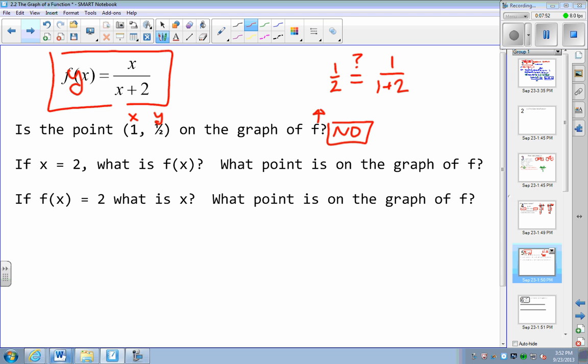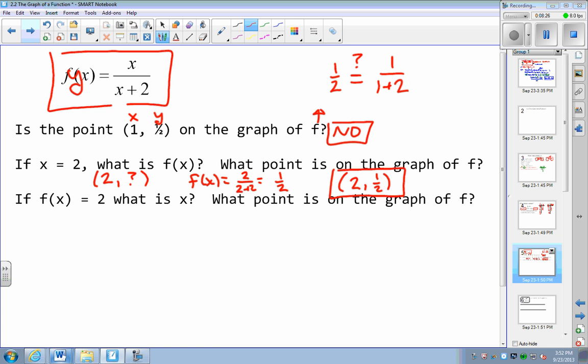Second question, if x equals 2, what is f of x? So basically it's asking you for 2 comma question mark. If you plug in a 2, what do you get? Well, again, that's easy enough. Throw a 2 in, 2 plus 2, so 2 over 4 is 1/2. So the point 1, 1/2 isn't on the graph, but the coordinate 2, 1/2 is.